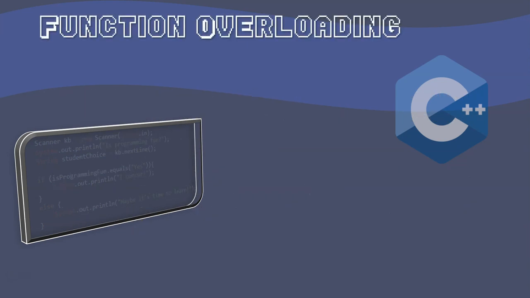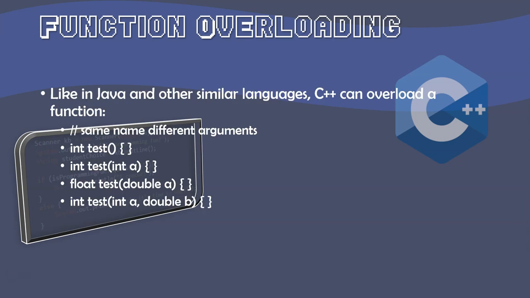All right, and one last thing to touch on is function overloading. Like Java and other similar languages, C++ can overload a function. In here you can see we have 4 different functions that all have the same name but different arguments. So I have int test(int a), float test(double a), and int test(int a, double b). These are effectively different functions.